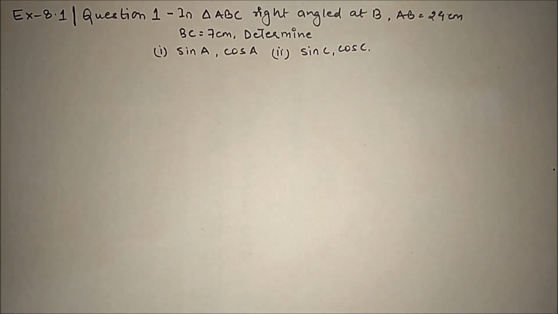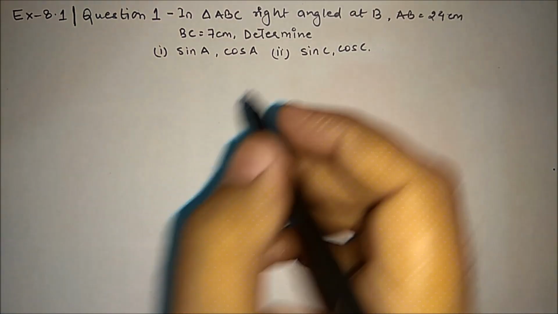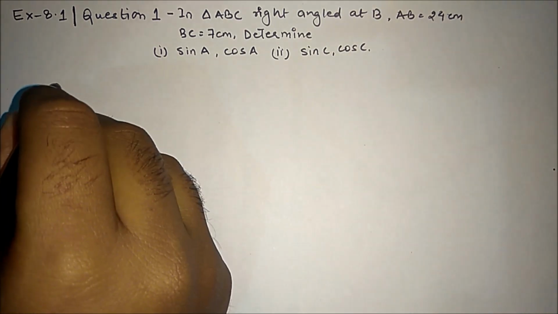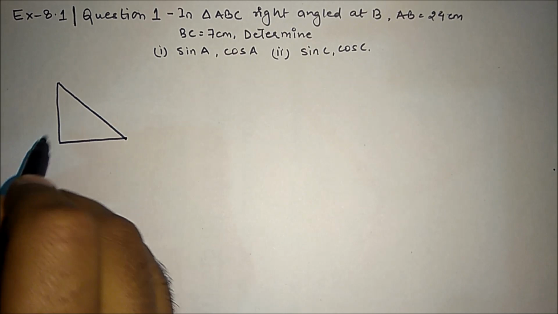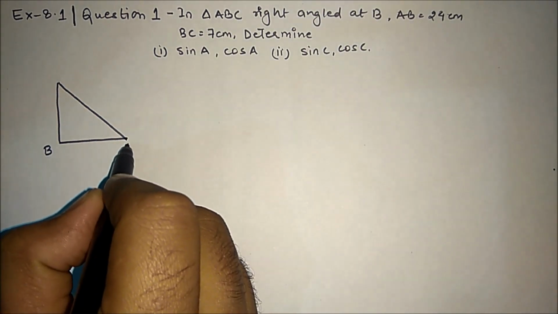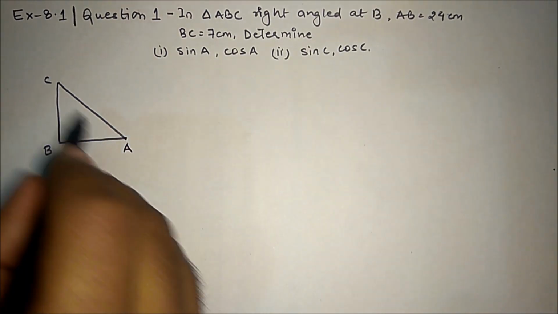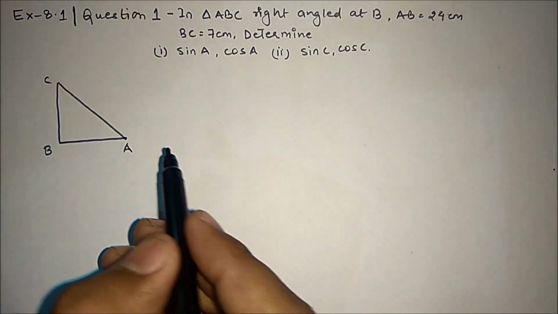Exercise 8.1, question number 1. In triangle ABC, right angle at B. So first let's draw the diagram. This is a right angle triangle. Right angle at B. Other than that, you can take any values, okay? A and C, you can take here A and here C also, no problem.